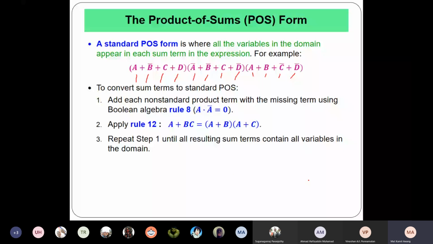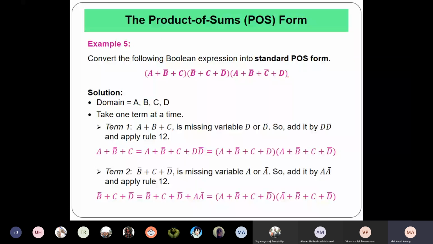For example, you have this term. These are not standard POS and you want to convert. First, you look at how many domains it has: A, B, C, and D. So you have four domains. So you look at the first term. A plus B bar plus C is not a standard POS form, and it's missing D. So therefore, this one, you add with a D dot D bar here. And from here, you use rule 12, which is A plus B bar plus C plus D times A plus B bar plus C plus D bar. So now you have this standard form, this standard form.